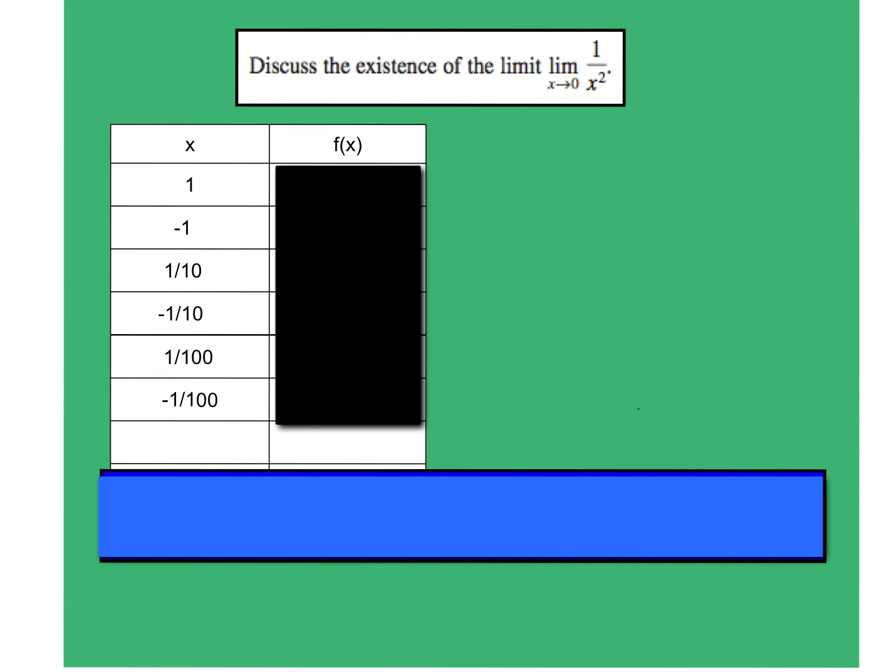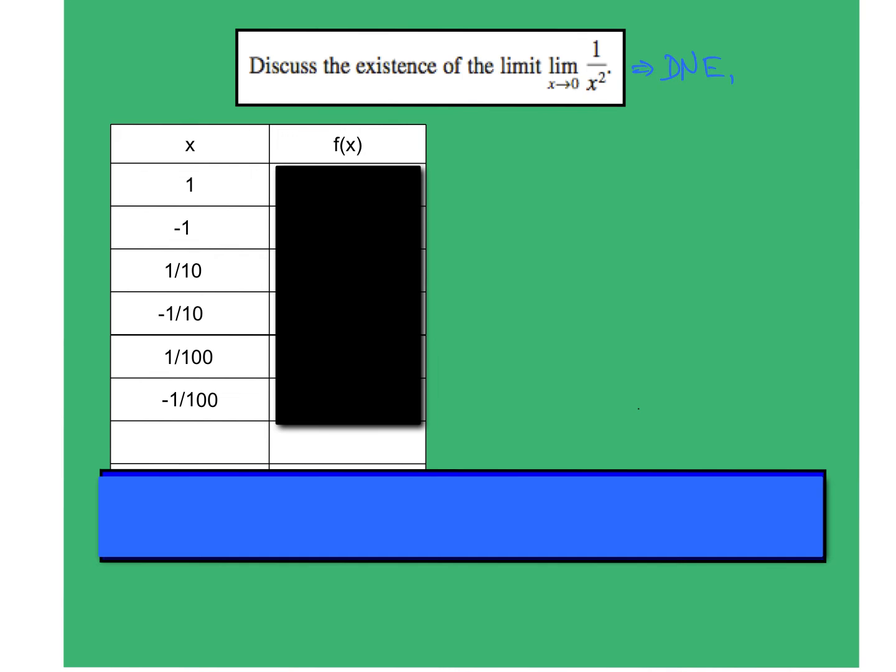Now, we're going to figure out which one it is. Because the limit is going from both sides. But we already know, because we got a vertical asymptote, a number over 0, it's not going to exist. And so we're going to look at numerically what's going to happen.